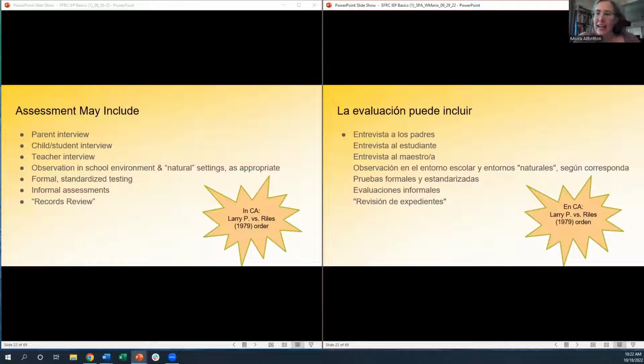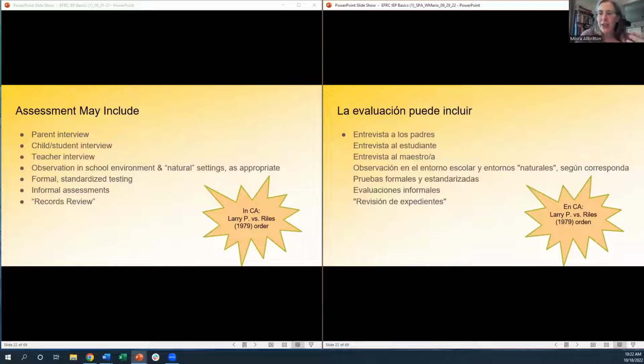So this next slide, we want to talk about what an assessment might include. It should consist of informal kinds of things, and it should probably include at least 1 or 2 formal kinds of things. We really want to see the collection of information from multiple sources across multiple settings in all areas of suspected disability. That can include parent interviews, child and student interviews, teacher interviews.